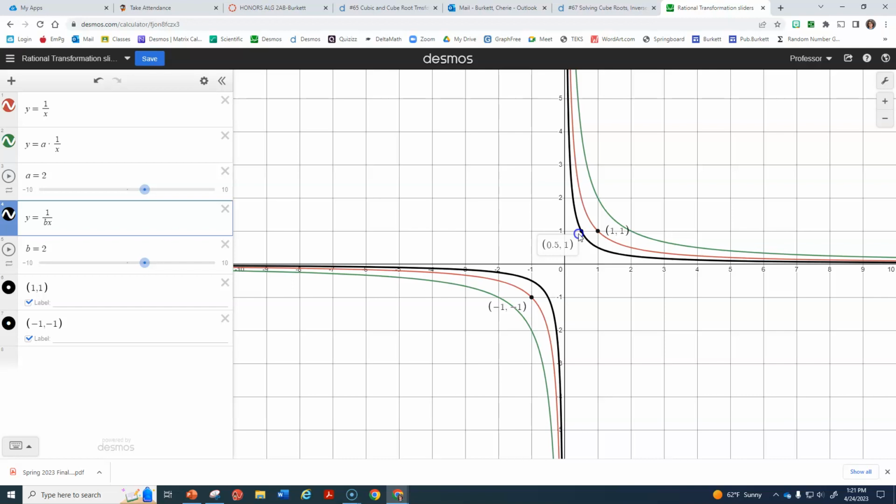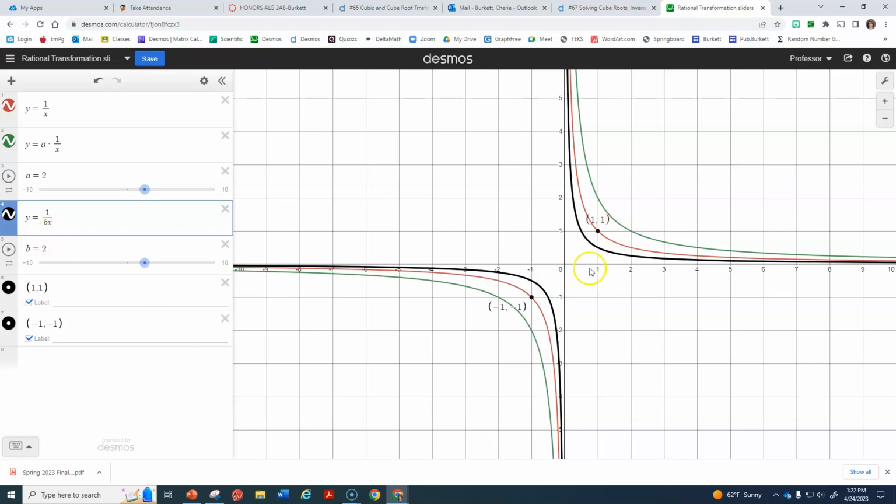We multiplied that x value, which was 1, by 1 over b, which is 1/2. When b is 2, we get a horizontal compression. Again, notice that if the graph is passing through the point (1/2, 1), it's also going to pass through the point (1, 1/2). And the same thing is true on the negative side: (-1/2, -1) and (-1, -1/2).